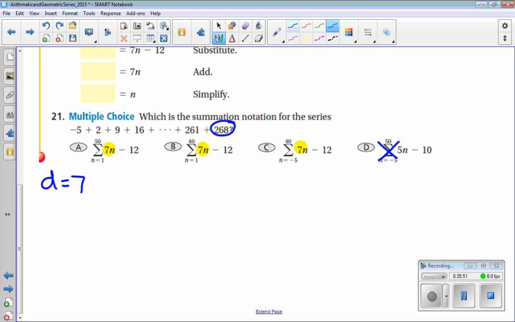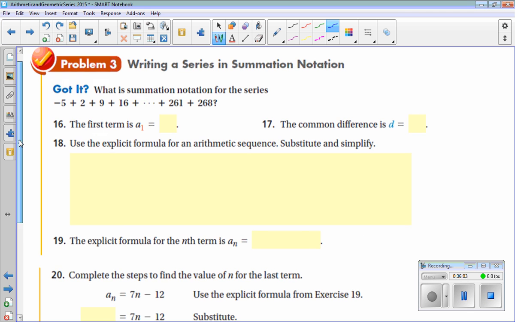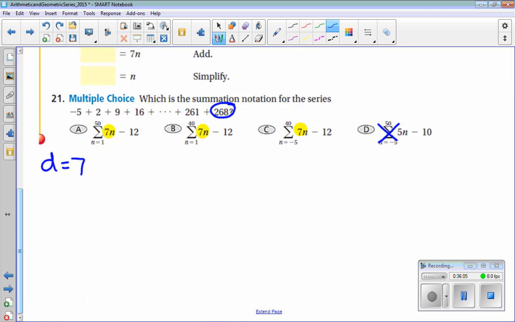Okay. I need to figure out the formula. Remember how I told you when we did this that this was a formula for an arithmetic sequence? So let's do that. Let's find the arithmetic sequence that goes with it. Let's figure out that the formula for an arithmetic sequence is this. We know that D is 7. What's the first term?